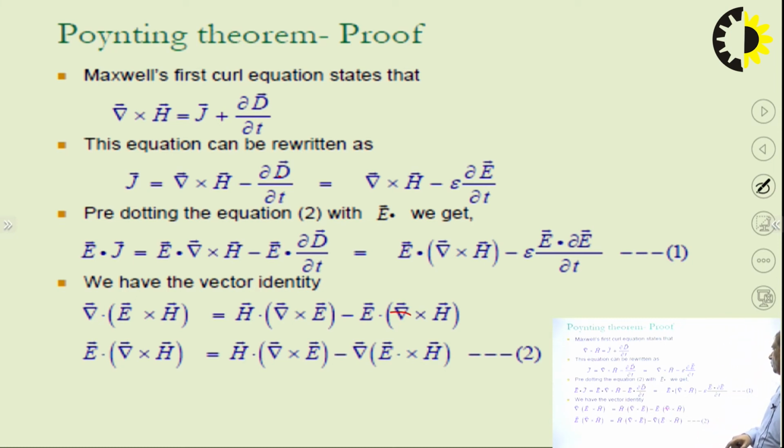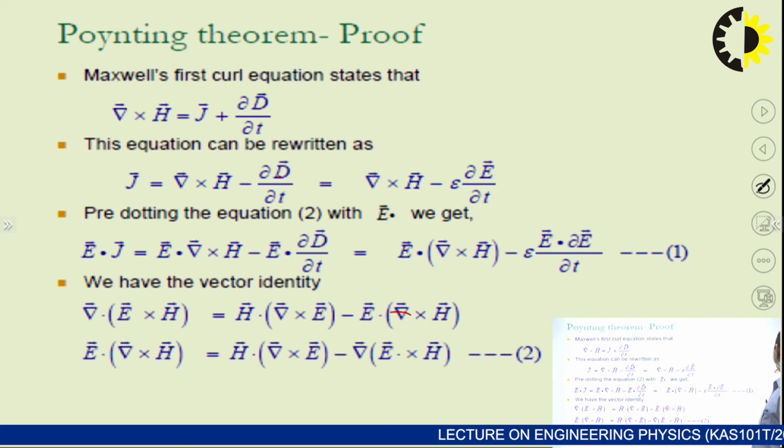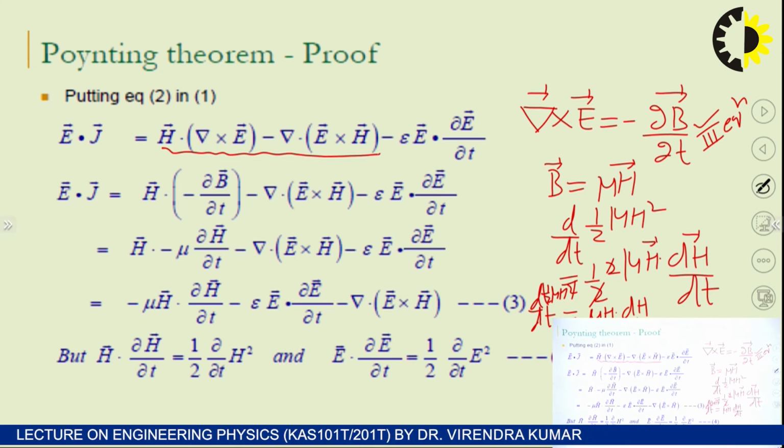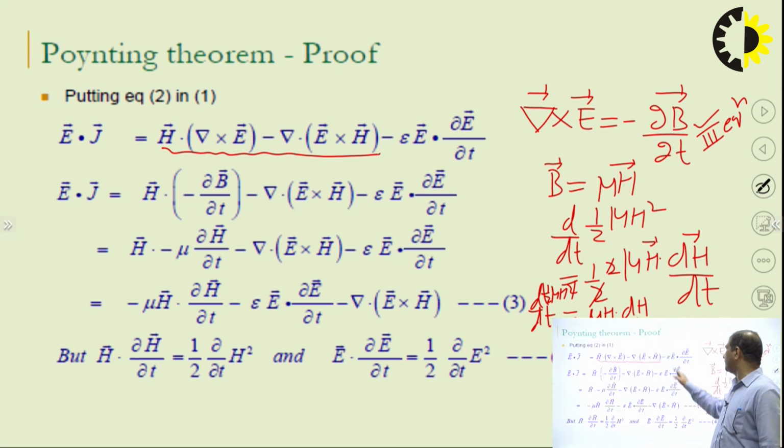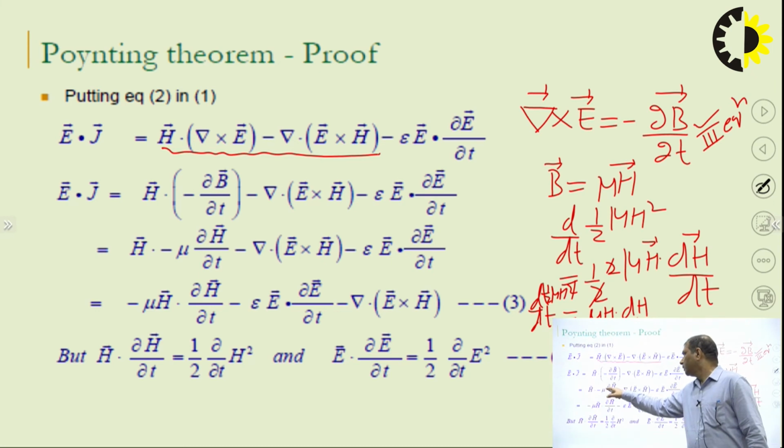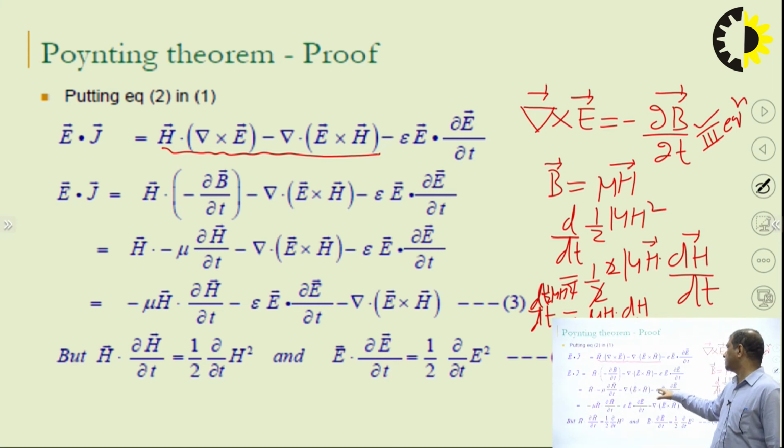So from equation number 2, we have to substitute the value of E dot del cross H here in the equation number 1. So we get this term now. E dot J is equal to H dot del cross E minus del dot E cross H minus epsilon E into dE by dt. So as I explained you earlier, that value of del cross E according to Maxwell's third equation is equal to minus dB over dt, and B is equal to mu H. So this will be H dot minus mu dH over dt minus divergence of E cross H minus epsilon E dot dE by dt.